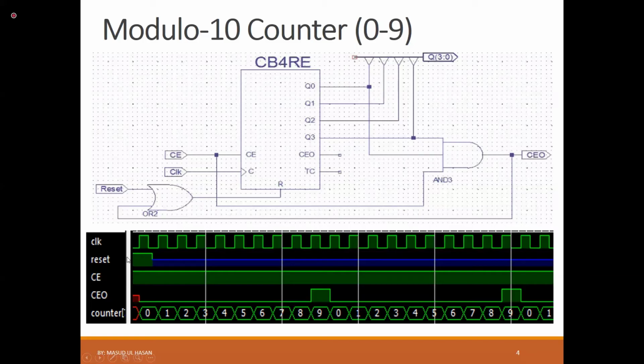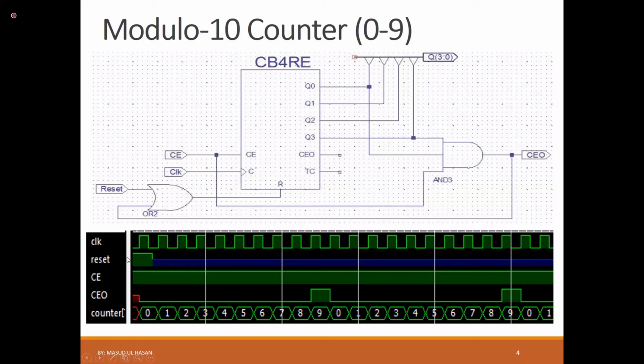Mod 6, the difference will be here. When it reaches 5, that is, this pulse of CEO will be here at the 5. And it will go up to 5. Then after 5, it should be 0, 1, 2, 3, and so on. So that will be the mod 6 counter. Mod 10 and mod 6 are very simple.